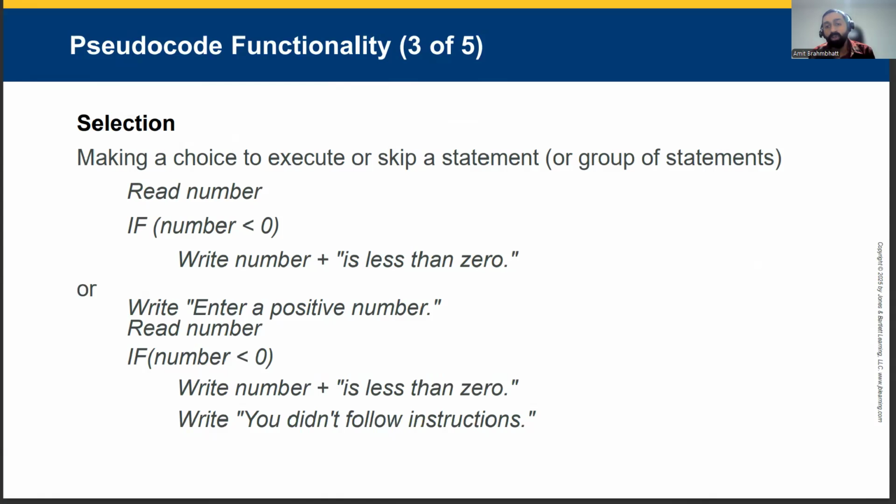The slide also shows how multiple actions may follow a single condition, such as prompting the user again if a value is invalid. Selection structures allow algorithms to react dynamically to user input or program state, making them more flexible and robust. Understanding selection is foundational for implementing decision-making logic in any programming language.